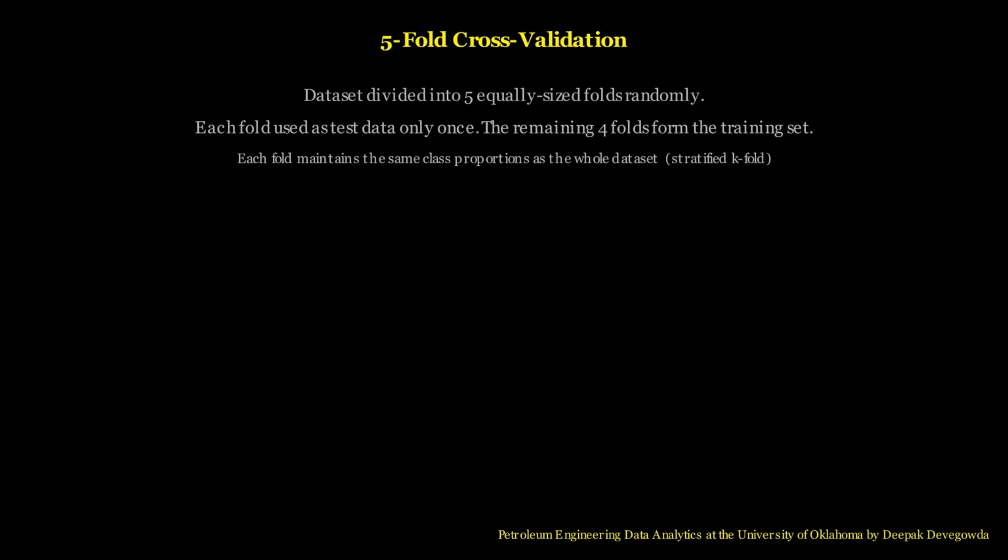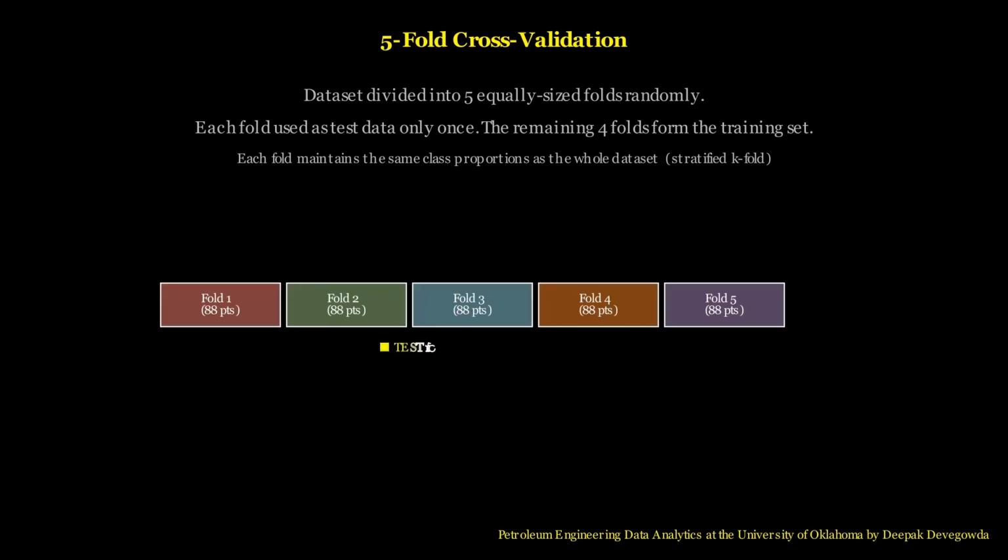We'll illustrate this cross-validation procedure with 5-fold cross-validation, which involves dividing the dataset into 5 equally sized folds which are chosen randomly. Each fold will contain the same class proportions as the entire dataset and will be used as test data only once. So how does this play out?